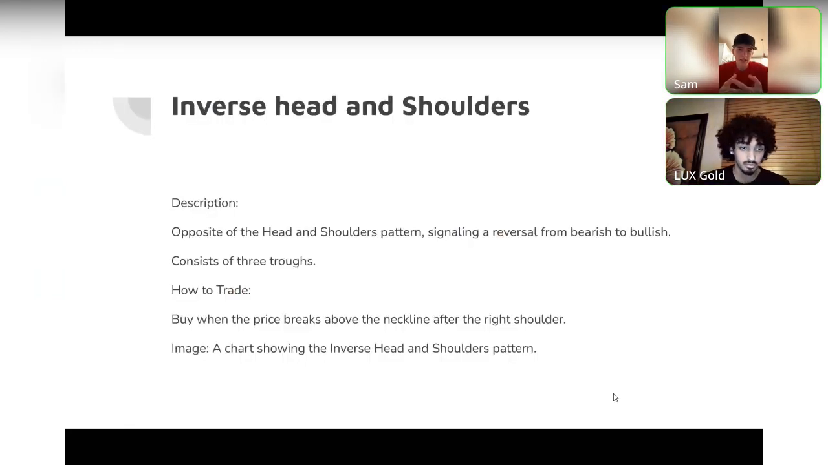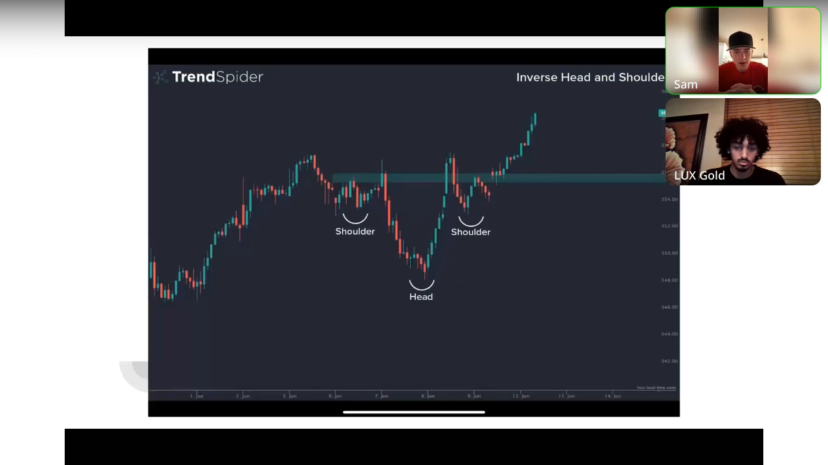All right, bet. Next one we have inverse head and shoulders. It's exactly what it sounds like. It's just the opposite of what Emmanuel just explained. It's just head and shoulders, but flipped over. So just think about head and shoulders, except on the bottom. Like it says, opposite, just bearish to bullish. And then here we have a picture to describe it.